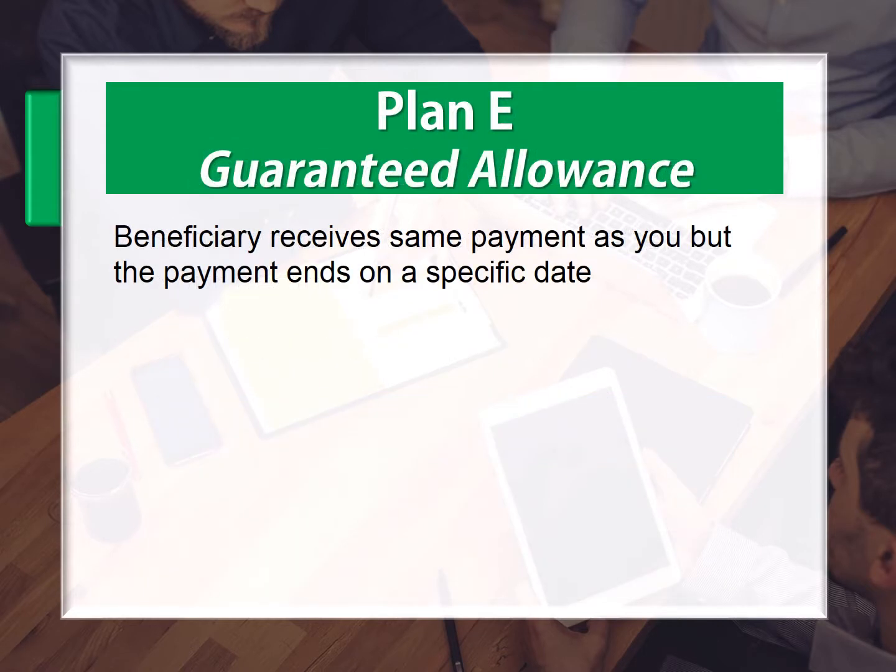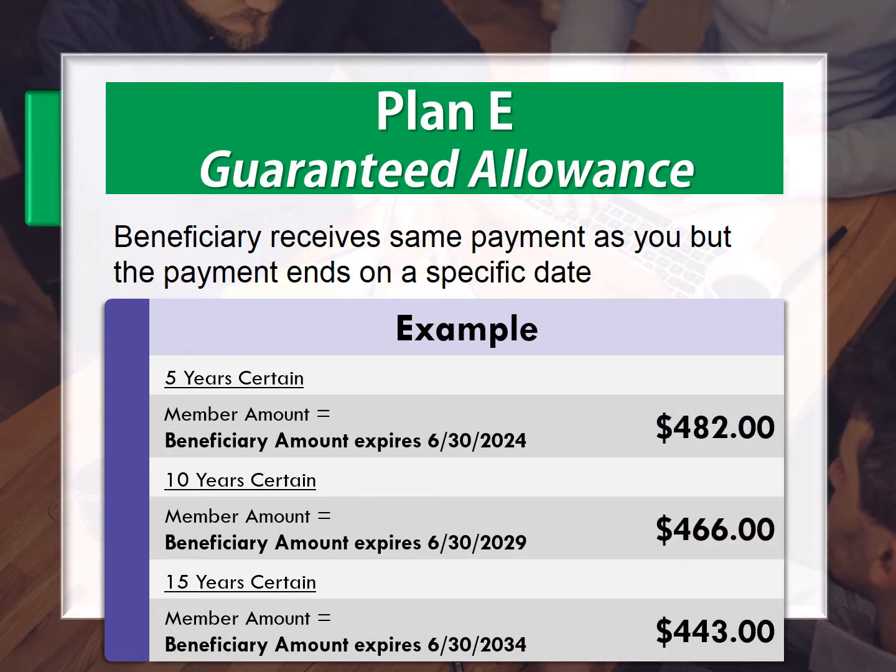Plan E works a little differently than the other plans. You receive the pension for your life. The specified period for your beneficiaries' payments begins with your effective retirement date, not your death. Beneficiary payments will begin upon your death and stop at the end of the specified period.